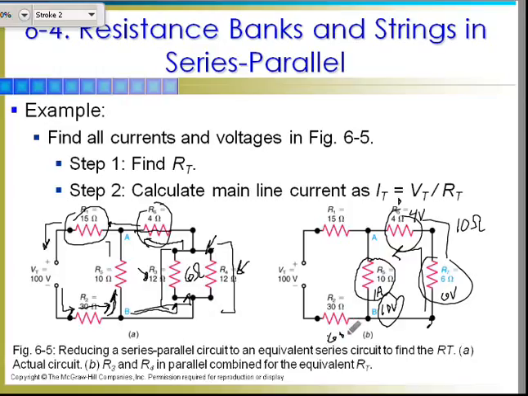Got 60 volts, 2 amps flowing out of there, 30 volts. So that's how it's done. Oh, and then of course I've got this guy now. I forgot about that. So I've got a 6-volt drop across that resistor, but that resistor is actually that circuit there.